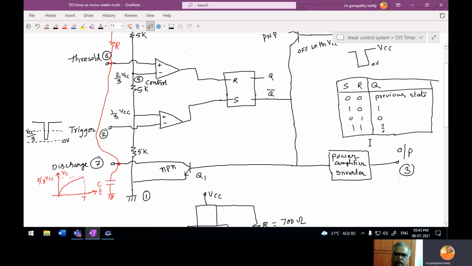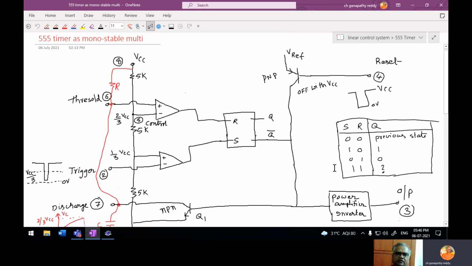From the logic point of view, 1 means 0, 0 means 1, like an inversion, an inverter. The power amplifier is working in inverting mode. If 1 is applied, 0 will come. If 0 is applied, 1 is coming. 1 and 0 are logic 1, logic 0, not numbers 1, 2, 3. So this is how this is working.